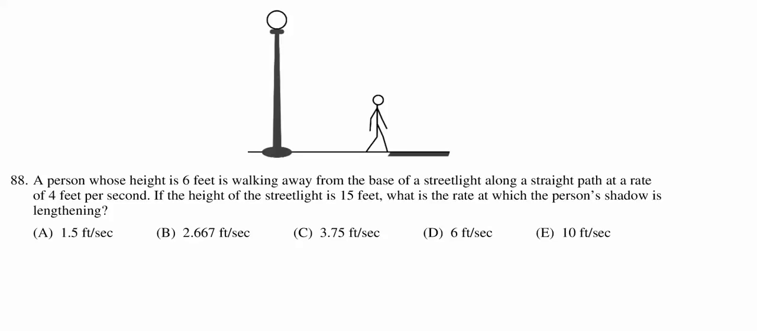I think we looked at this one in class a couple times too. Always good to review. A person whose height is 6 feet is walking away from the base of a streetlight along a straight path at a rate of 4 feet per second. The height of the streetlight is 15. At what rate is the shadow changing?